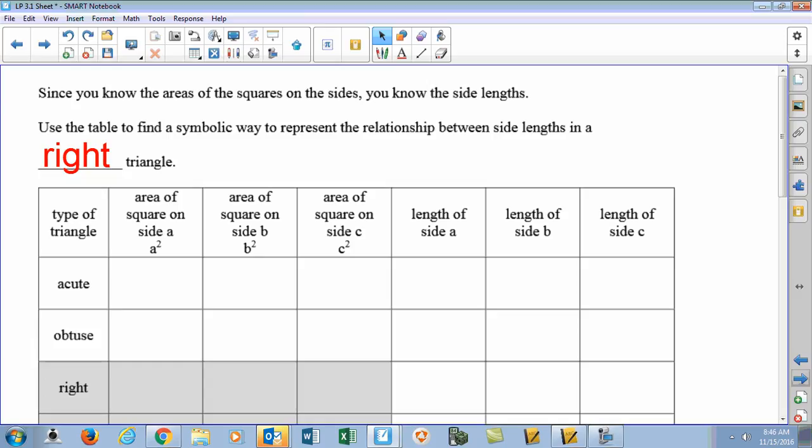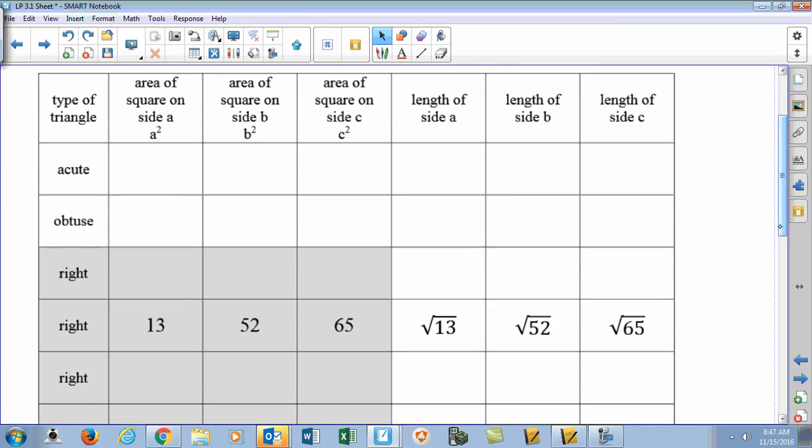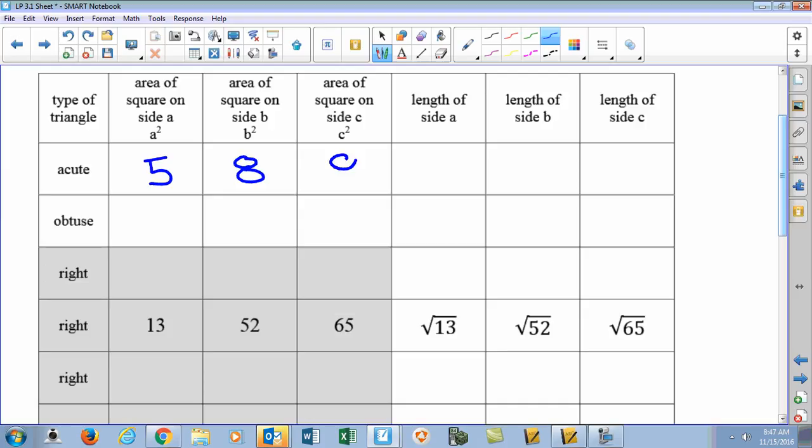So if we go to fill in this table here, remember the acute triangle? That was on the front side of row 2, right? So the squares were 5, 8, and 9, right? And our side lengths were the square root of 5, the square root of 8, and 3, right? We're not adding anything to this. We're just putting in all the work that we just did, right?